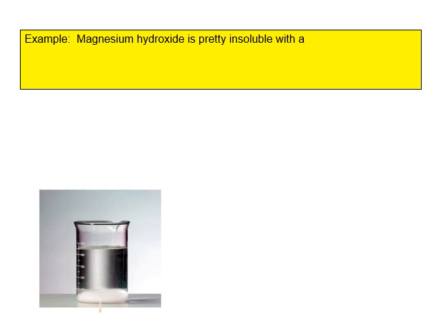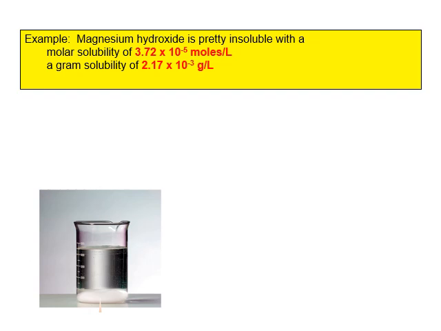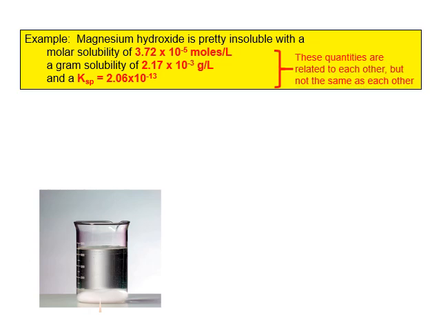Let's start by looking at the example of magnesium hydroxide. Magnesium hydroxide is pretty insoluble. It has a molar solubility of 3.72 times 10 to the minus 5 moles of magnesium hydroxide per liter of solution. This equates to a gram solubility of 2.17 times 10 to the minus 3 grams of magnesium hydroxide per liter, and a KSP value of 2.06 times 10 to the minus 13. Notice that these quantities are all related to each other, but they are not identical.